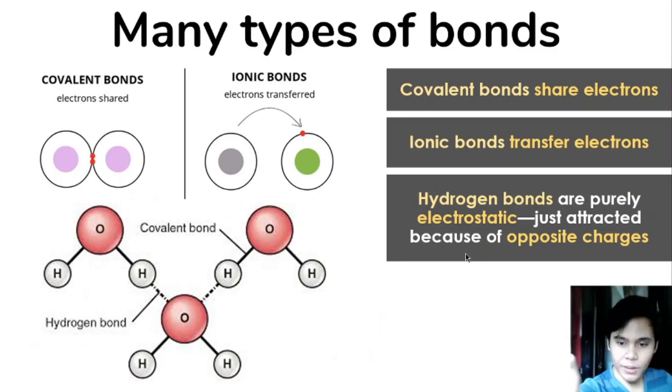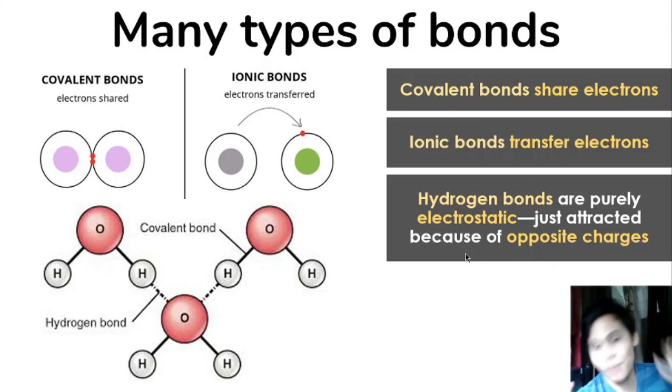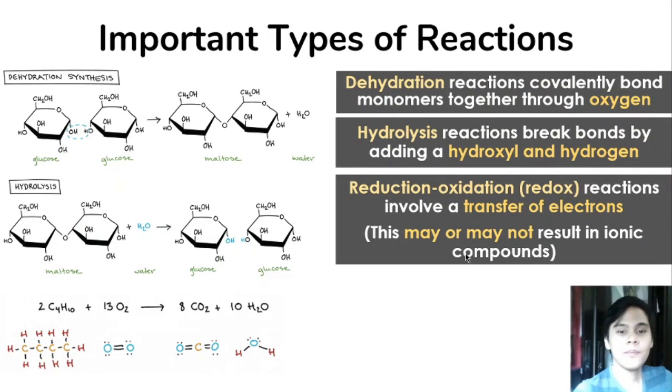So there's many types of bonds. Covalent bonds share the electrons, ionic bonds transfer them, and hydrogen bonds are not a bond between atoms, but between molecules. And they're purely electrostatic, meaning they're just attracted because of opposite charges. So again, hydrogen bonds are strong, but they're not between atoms. They're between molecules. And of course, differentiating important reactions: dehydration covalently bonds monomers together through oxygen or water.